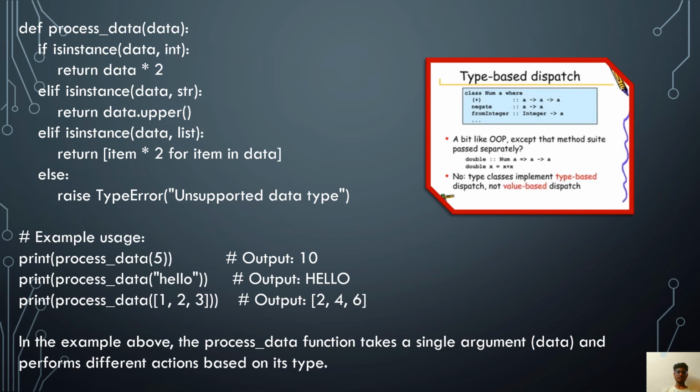When we print process_data 5, the output we are getting is 10. Next, if we process_data hello, the output is HELLO in uppercase. When we use process_data 1, 2, 3, we get output 2, 4, 6. In this example, the above process_data function takes a single argument data and performs different actions based on its type.